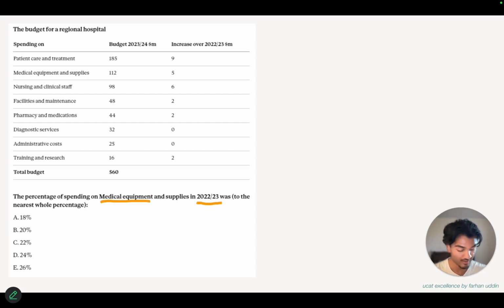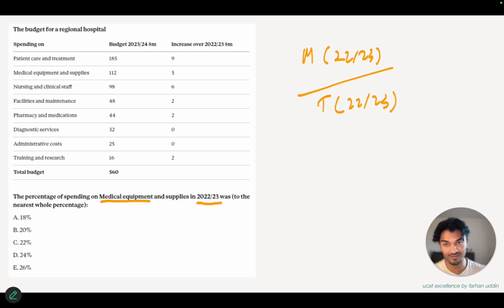So what do we need again? We need the amount spent in medical equipment in 22/23 versus the total of 22/23. What do we have in front of us? Well, we've got the budget, but only for 23/24.